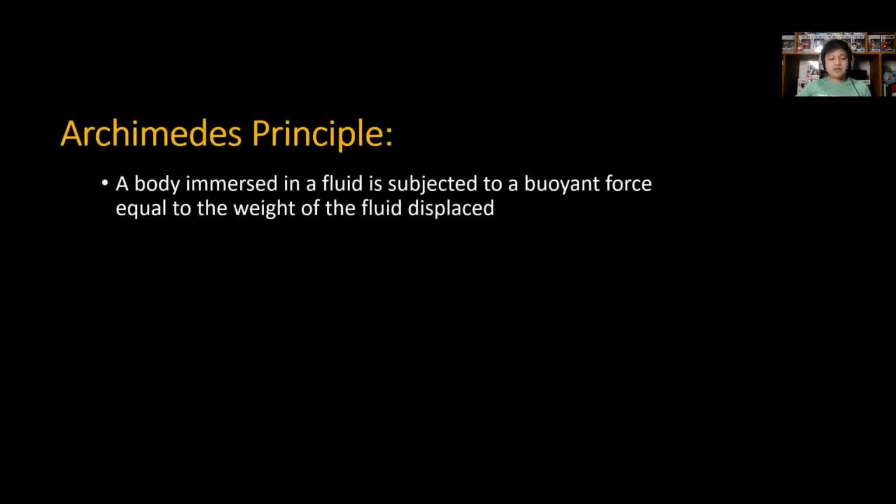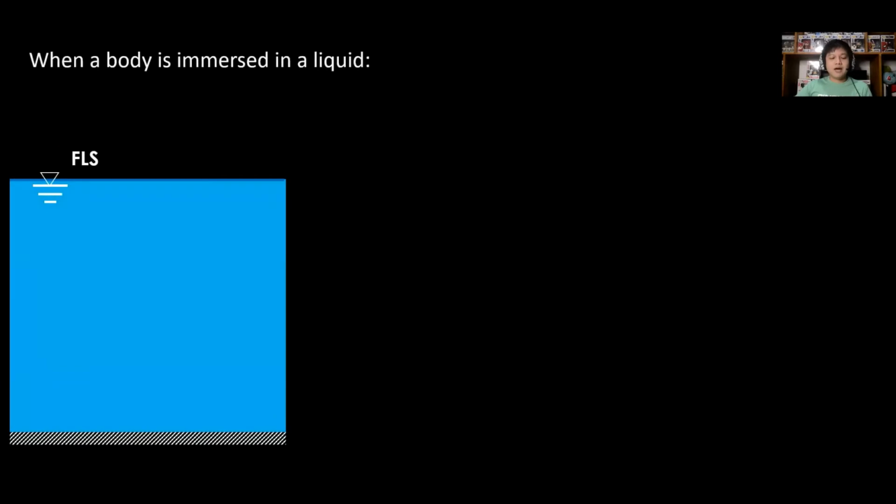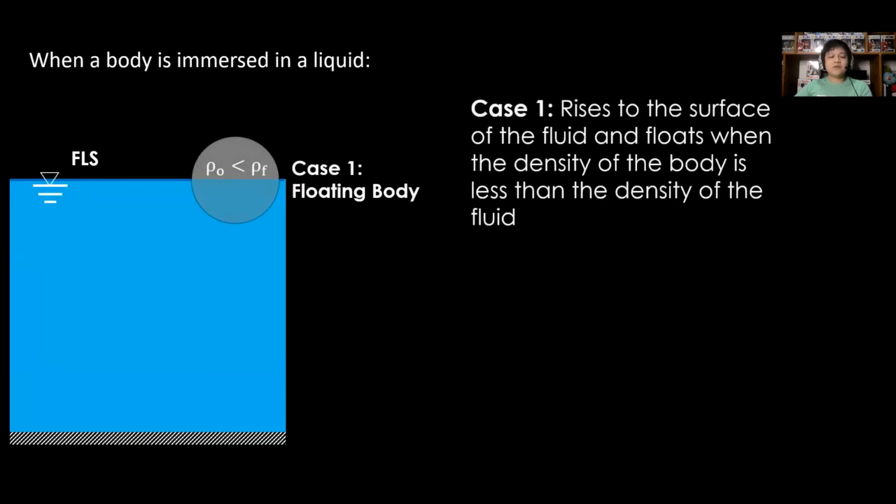Therefore, for Archimedes' principle, a body immersed in a fluid is subjected to an effective upward force, or the buoyant force, that is equal to the weight of the fluid displaced. And when a body is immersed in a liquid, we have three different cases. First case, floating body. It rises to the surface of the fluid and floats when the density of the body is less than the density of the fluid.